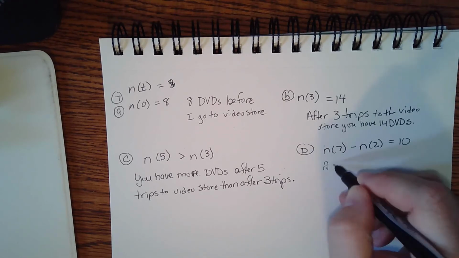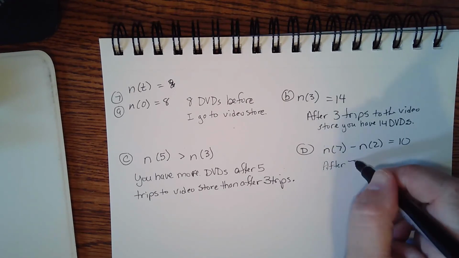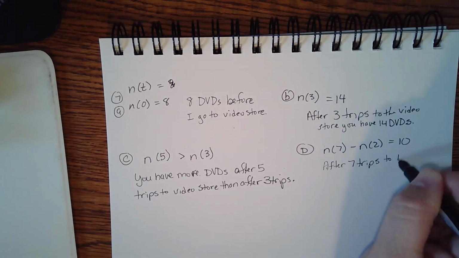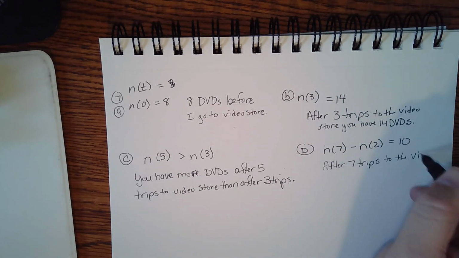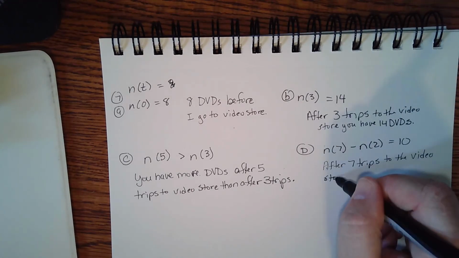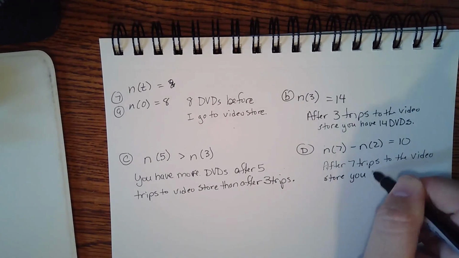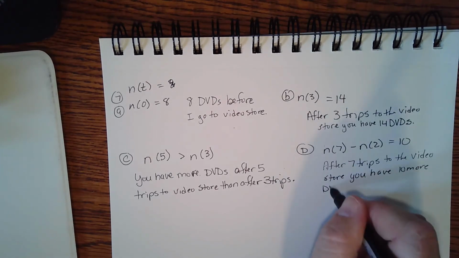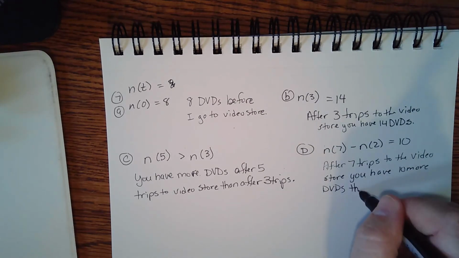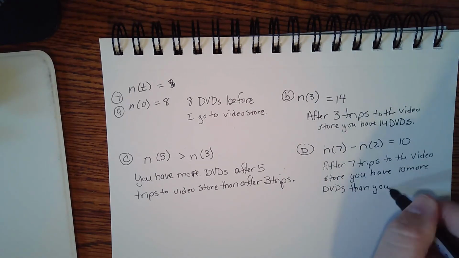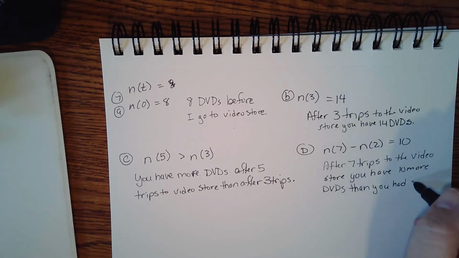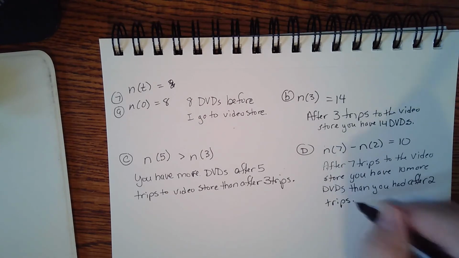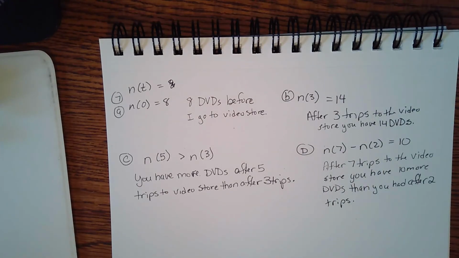So after 7 trips to the video store, you have 10 more DVDs than you had after 2 trips. Okay, this one is a little more confusing. I don't know why they make it confusing like it is, but that's basically what they're saying.